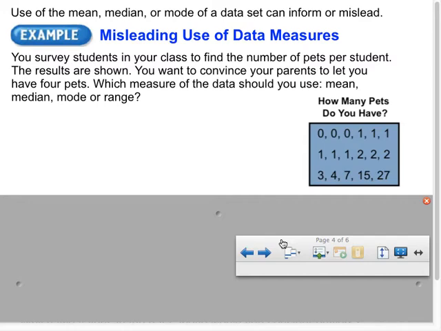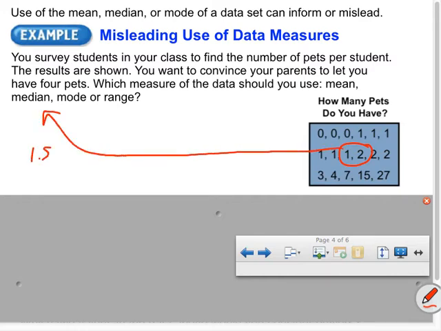What about median? What's the median? Is there a middle number? No, there's not a middle number. I have 2 numbers in the middle, and I have to take the average of those 2 numbers, so my median's going to be what? 1.5. My mode, we saw, was 1. What's my range? 27. My range is 27. Is that going to help me convince my parents to get 4 pets?